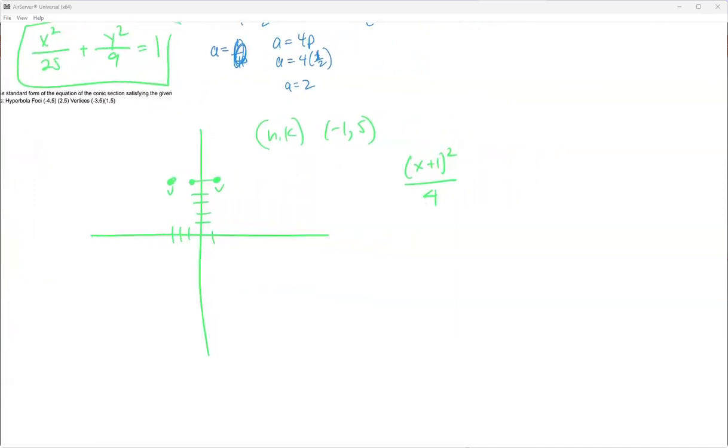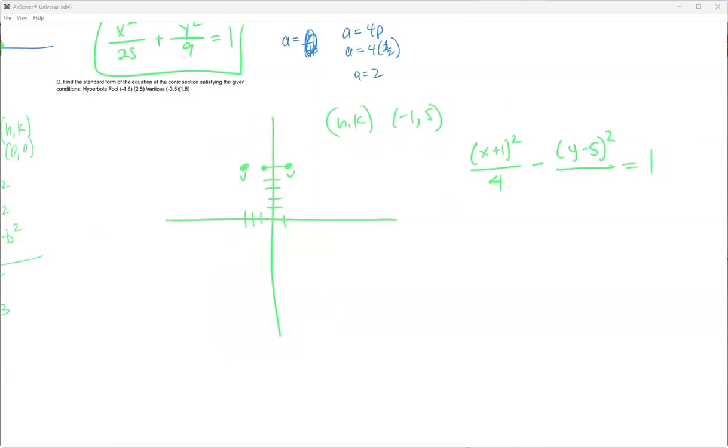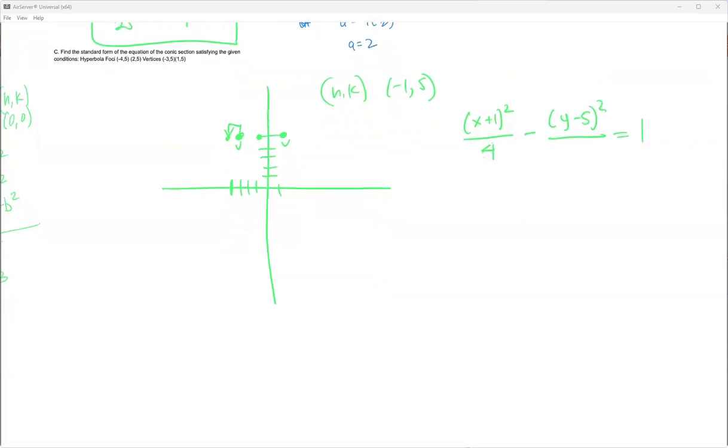And then that's minus y minus 5 squared over b squared. How do we find the b? Well, we know that the p is 1, right? Or actually, not the p is 1. The p is 5. Give me a second. Sorry, I have to get the c. My bad, I'm all mixed up with all the letters.